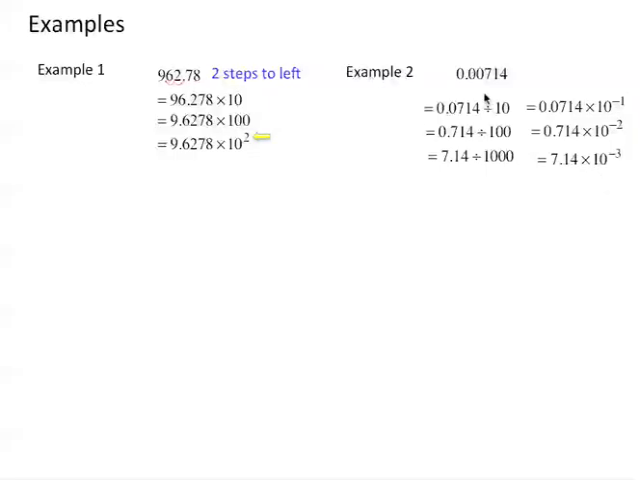But notice we could have also just said, look, here we're trying to move the decimal place 1, 2, 3 steps to the right. So 3 steps to the right, negative 3. Isn't that neat?